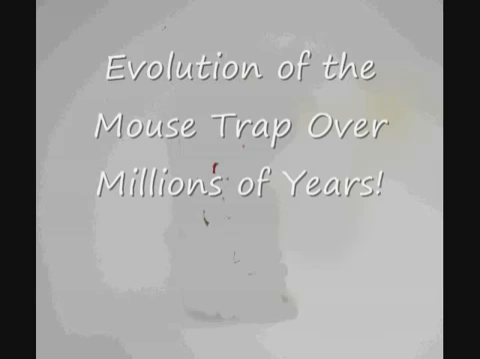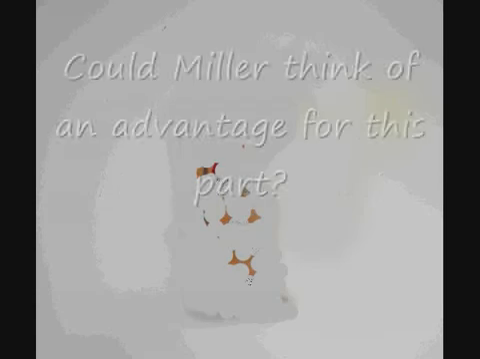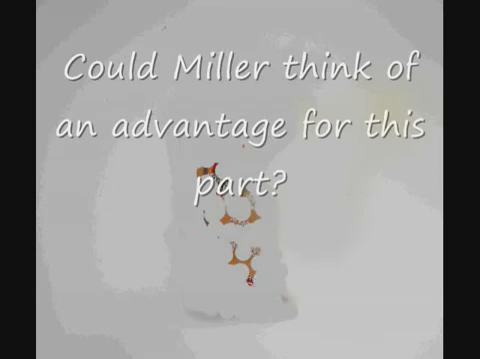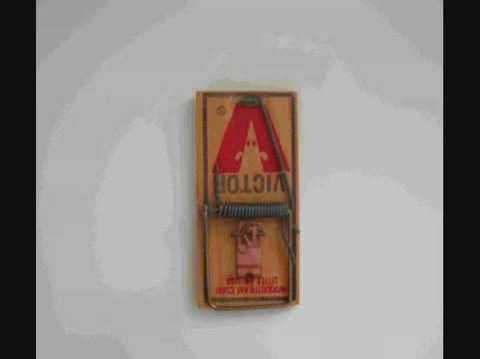So, on an imaginary basis, let's take a look at what the evolution of a mousetrap might look like in hundreds of thousands of steps and over hundreds of thousands of years. Could Miller think of a use for this part? Or this part? Is this a tooth cleaner? Is this a bookmark? It's pretty easy to see that Miller would have an impossible, not just a difficult, but impossible time trying to think of an advantage or use for all of these steps.